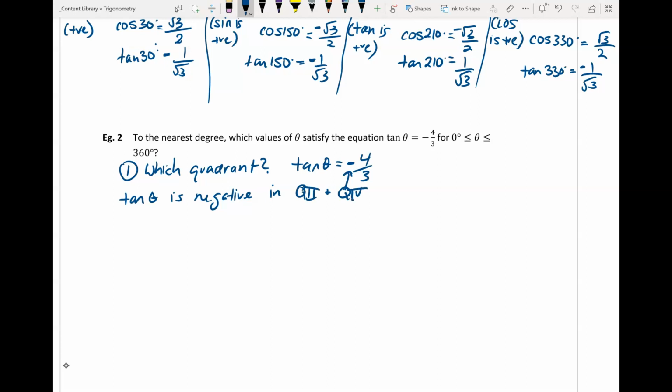And that's directly coming from CAST. So if you forgot about that, I'm just going to write this on the side. Tan is only positive in quadrants 1 and 3, which means it's going to be negative in quadrants 2 and 4. So that means we need to find angles in quadrants 2 and 4.